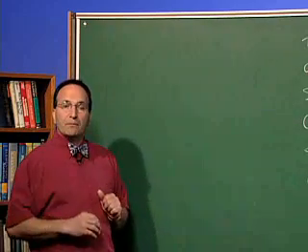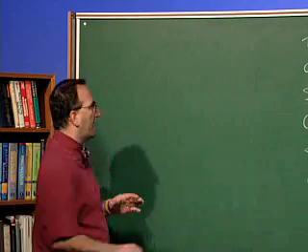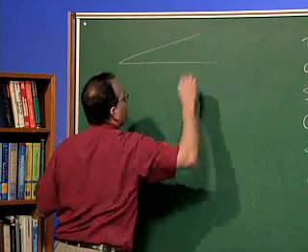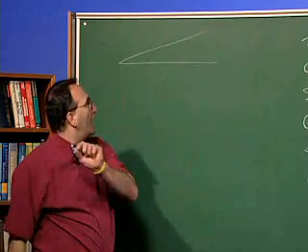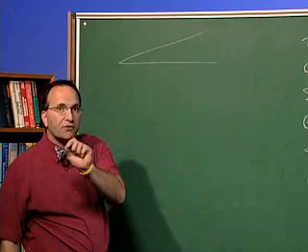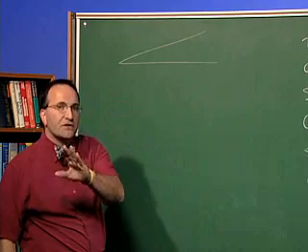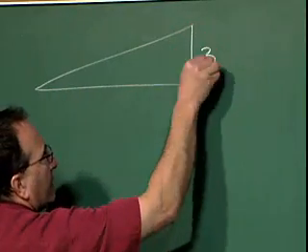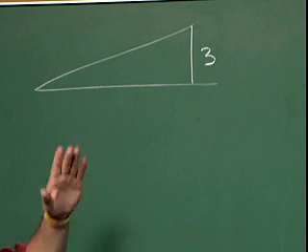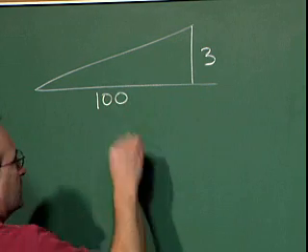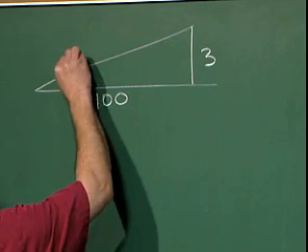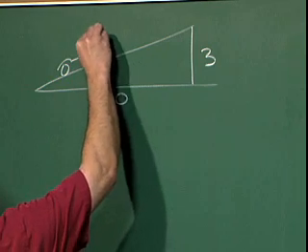To do this problem, let's draw a picture of this grade. We have a hill which has y equals 0.03. In other words, 3/100 is the slope of this. So for every 3 feet that it goes up, it travels 100 feet horizontally. And this would be the truck, going up the hill.